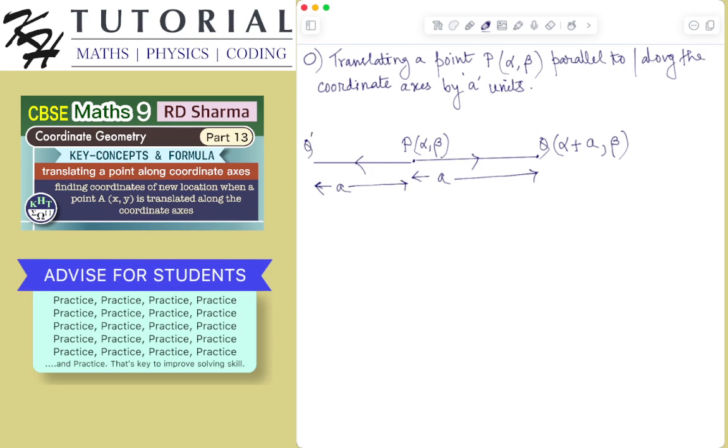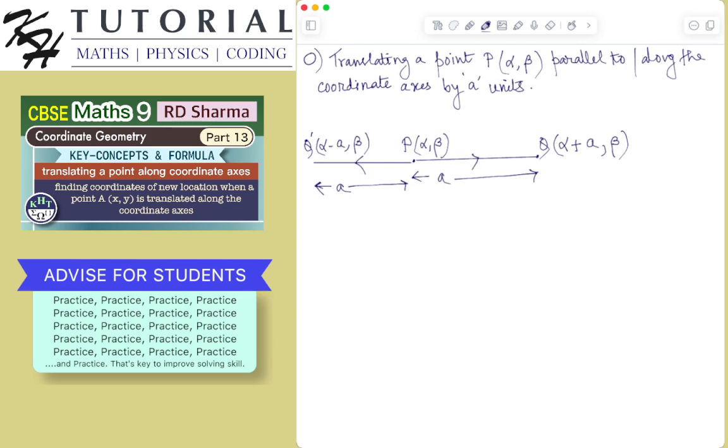Let's say the new point is Q dash. So what will be the coordinates of the point Q dash? It will be alpha minus A comma beta, because we have translated the point to the left along the x-axis, meaning towards the negative direction of the x-axis. So the coordinates of the point Q dash will be alpha minus A comma beta.